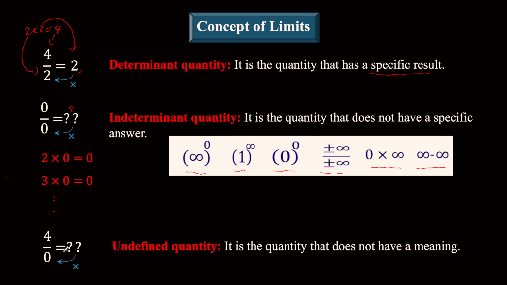This does not really have a meaning, because we don't have something to multiply by 0 and get 4, like this one here. We had 2 multiplied by 2, we get 4. Here, if you put something, for example 2, 3, 4, minus 1 multiplied by 0, you get 0, right? So for this case, it is an undefined quantity, okay?